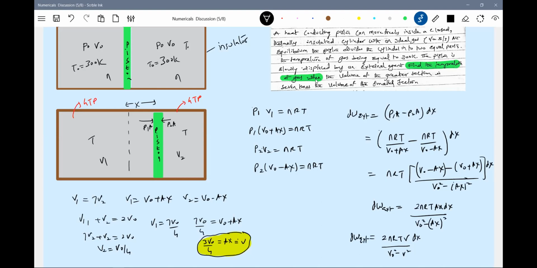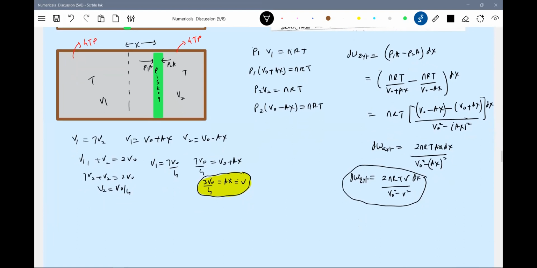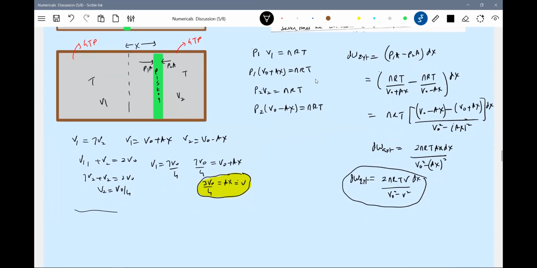Because of this extra agent, there will be a change in internal energy. So the change in internal energy is equal to nCv dT. I think this is a very important part we have come to. So now let me simplify and go to the next part.